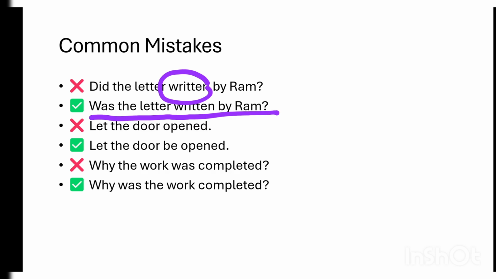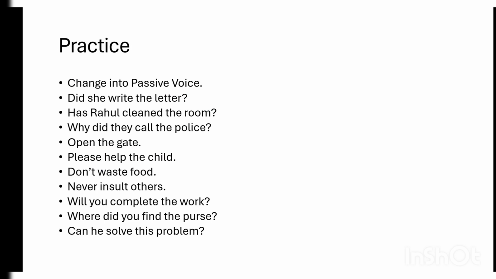Next, let the door opened. Correct: let the door be opened. Be is compulsory in imperative. Why the work was completed? Wrong, because it is a question, so your auxiliary verb should come before the object. Why was the work completed? Now some practice questions are given. Do practice them. I'll discuss the answers in the next video.